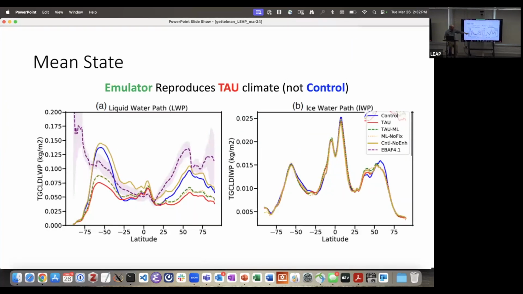And so this is the mean state. This is the liquid water path, and that's the ice water path. Don't expect a lot of changes to ice water path because we're not actually touching the ice processes. We're just touching the liquid processes.